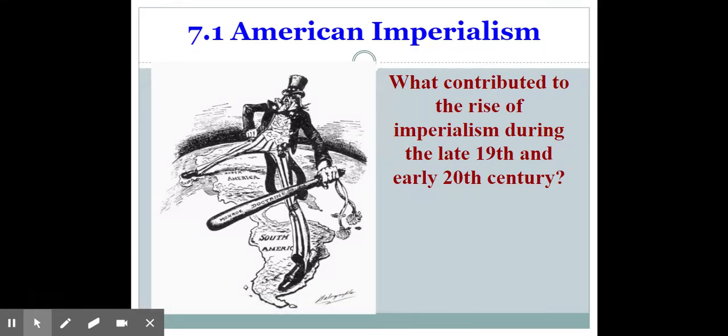Hi, everyone. Welcome back. Today we start Unit 7 and we begin with the concept of imperialism. As we close out the 19th century and begin the 20th, America is looking beyond its borders to connect markets, but also to grow its influence across the globe.